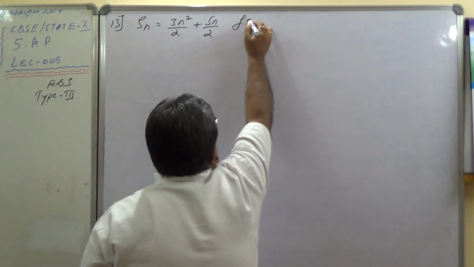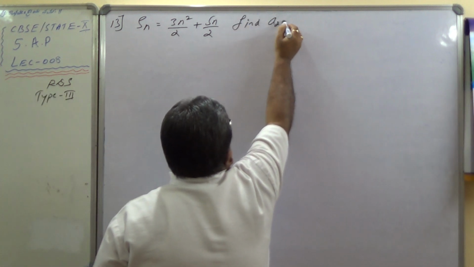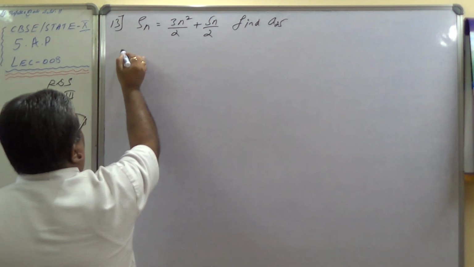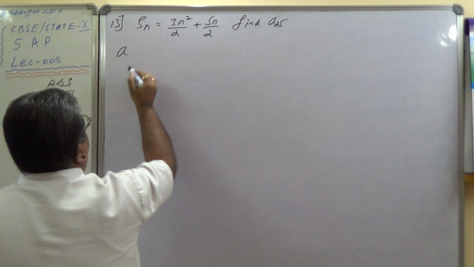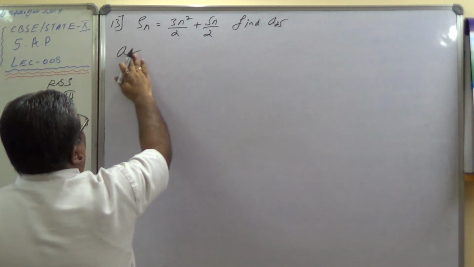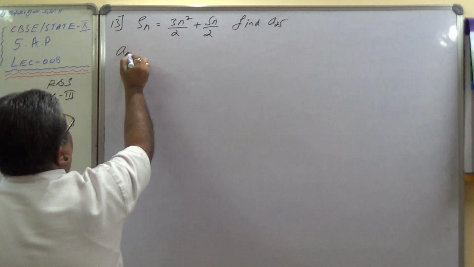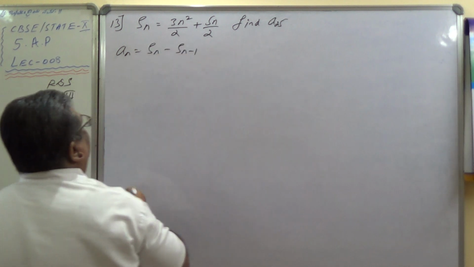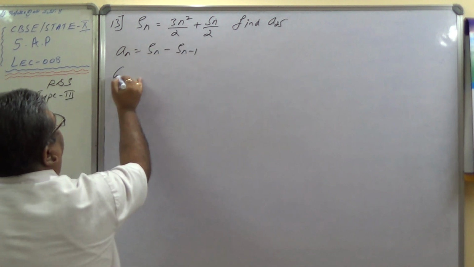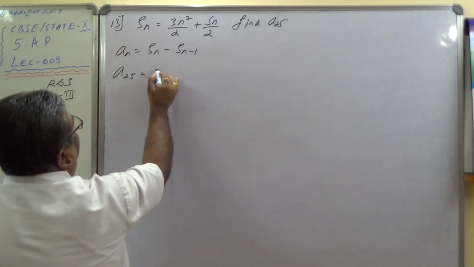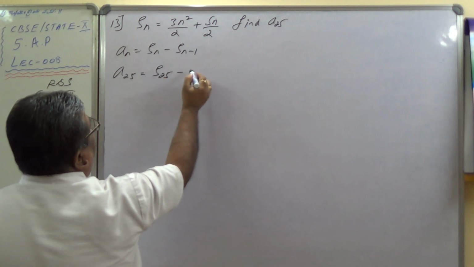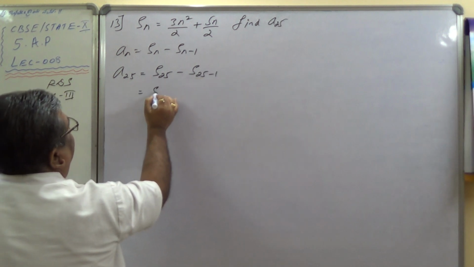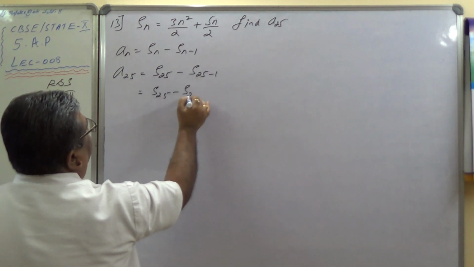Find A25. Once again the same formula which I had used. A25, 25th term. What is the formula to be used? Formula is An equals Sn minus Sn minus 1. And therefore, A25 equals S25 minus S25 minus 1, which is S25 minus S24.